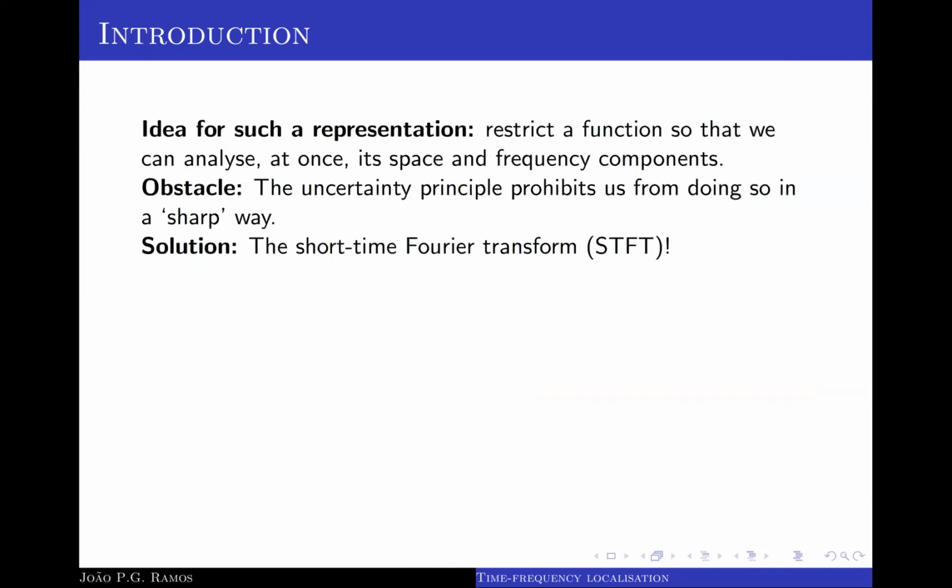The first obstacle, which is the uncertainty principle, prohibits us from doing so in a sharp way, that is, just cutting the function and then cutting on the Fourier space and concentrating absolutely, because you cannot do that by the uncertainty principle. And the solution, as you see, is something that we call the short time Fourier transform, which does this kind of chopping and regularizing and concentrating on time and frequency, with a little bit of noise still, but in a good way.